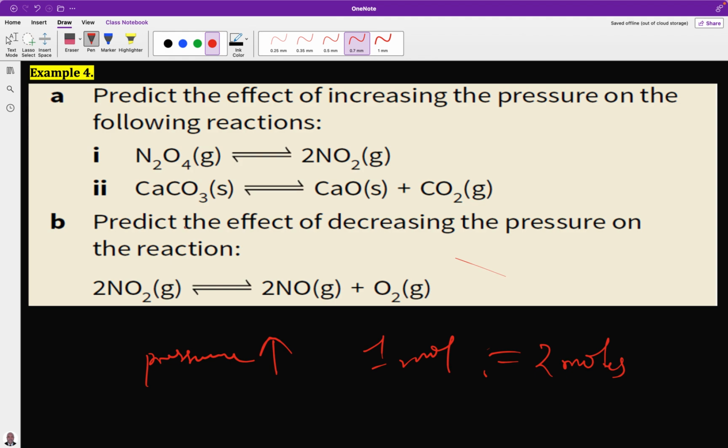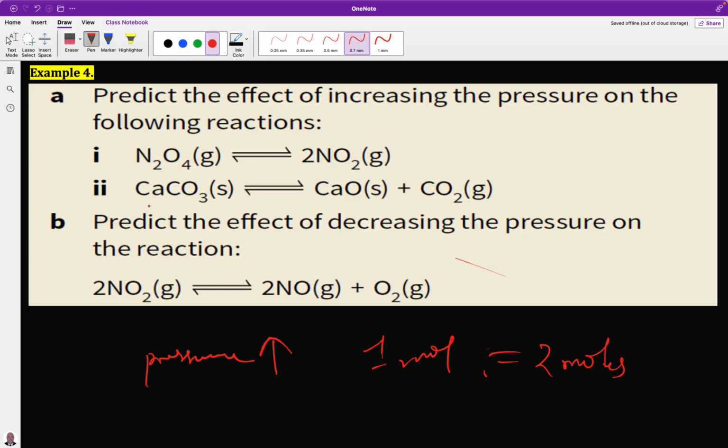Now, the effect of increasing the pressure. We have said that increasing the pressure will lead to molecules moving to the direction of fewer gaseous molecules. So from right to left, as we said.